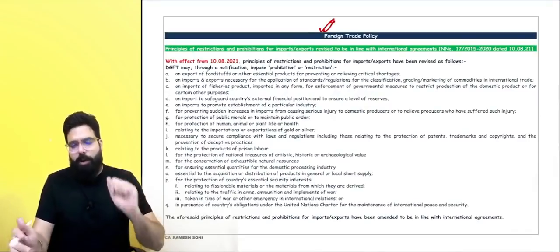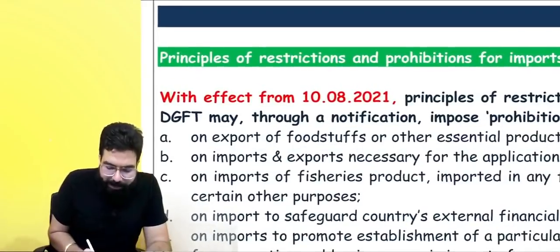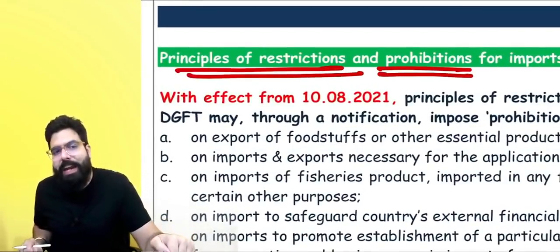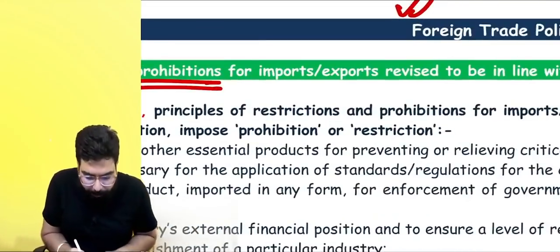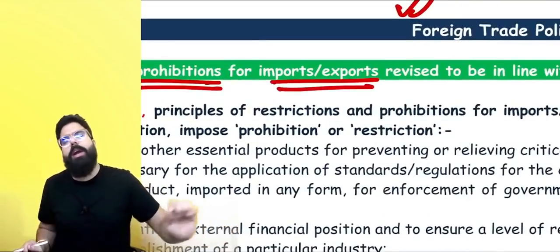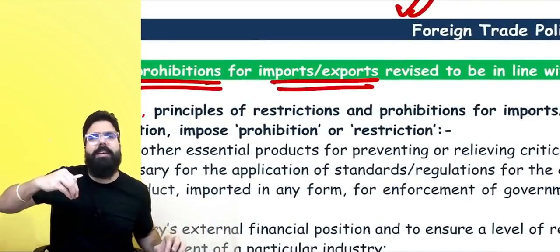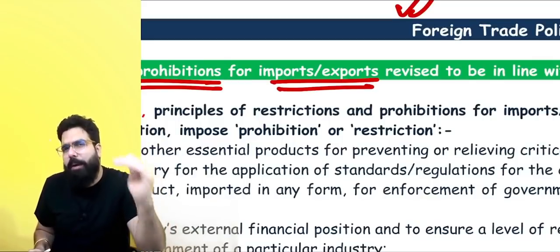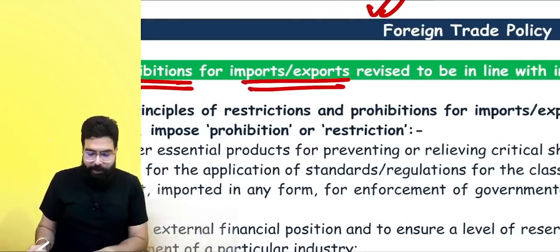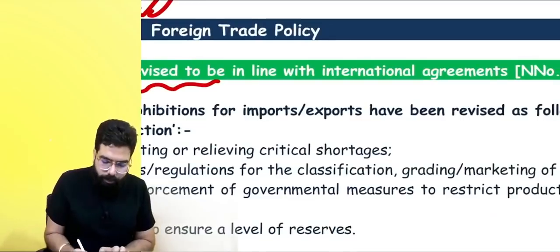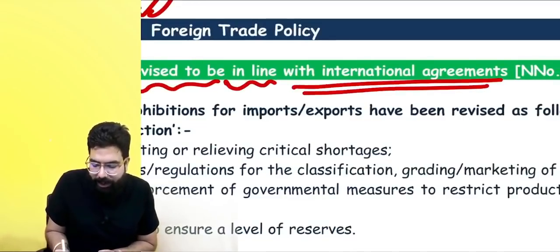Now the last topic over here talks about principles of restriction and prohibition. When the government is doing a restriction on import or export, so if the government says, I want to restrict import or export of a certain item, what are the principles? What is the thought the government has? And that is being revised to be in line with the international agreements.